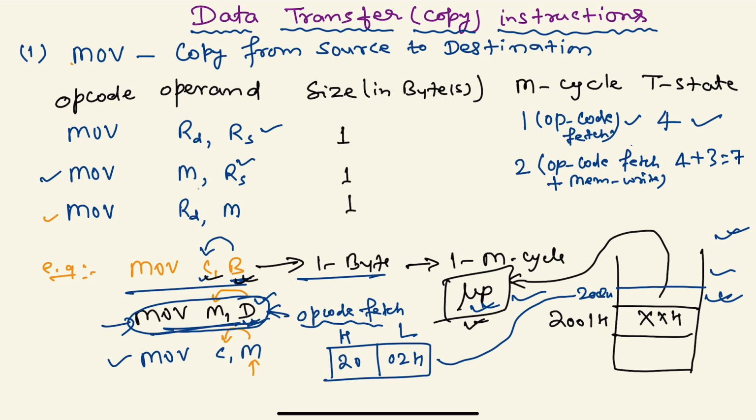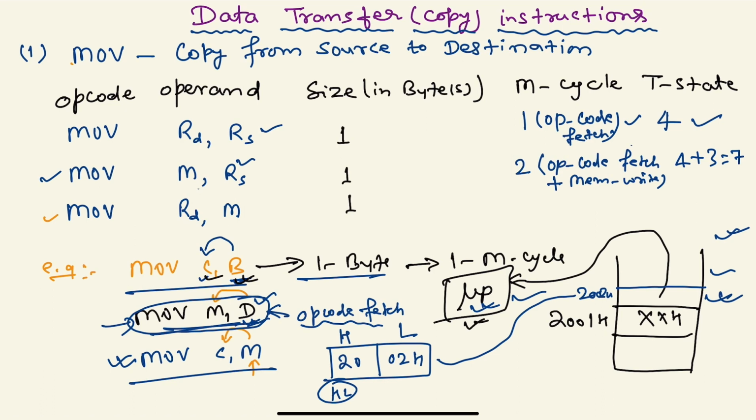Similarly, for this move C comma M, the functionality of this instruction is copying the content of memory. Which memory? The memory which is pointed by the HL register pair, and that content will move into the C register inside the processor. So now the very first operation for this instruction will be what? The very first operation is opcode fetch operation.